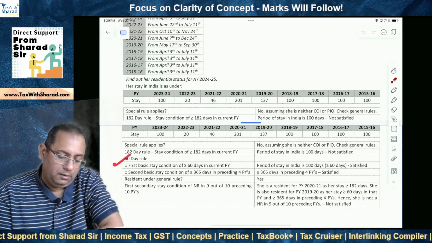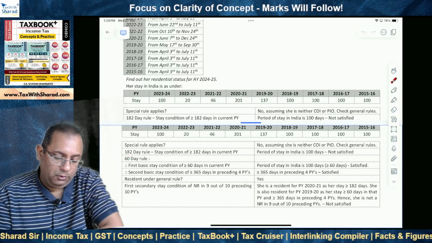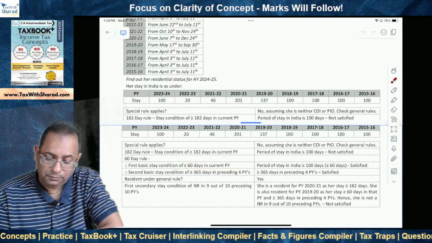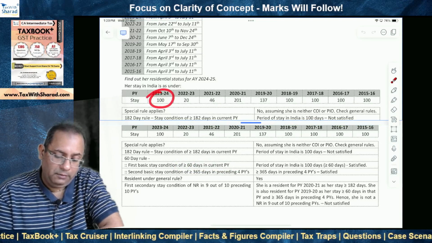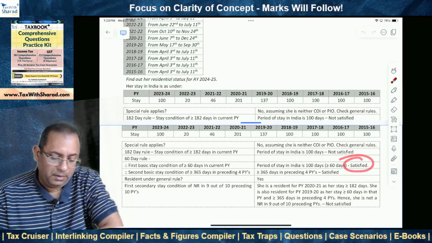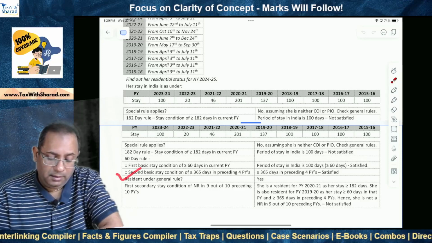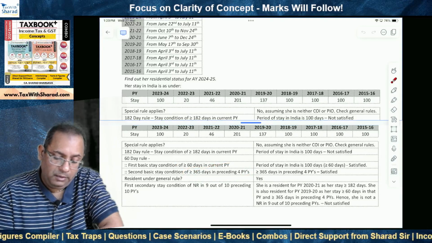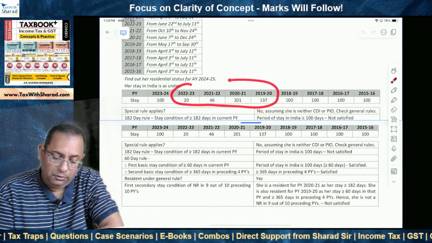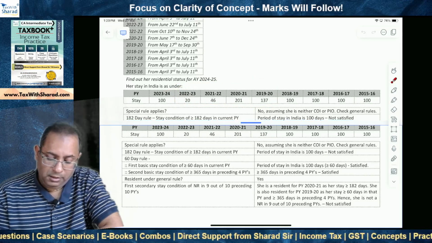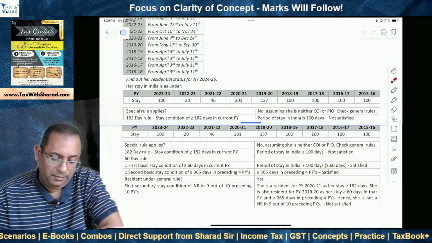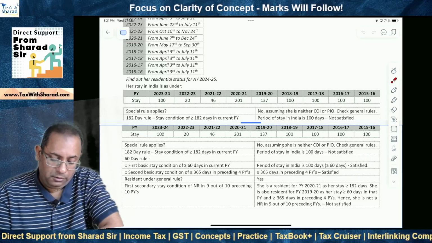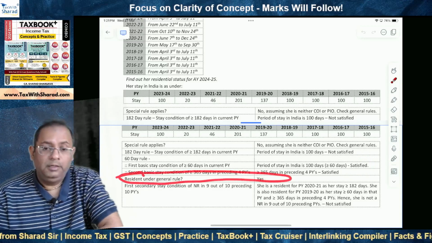Okay. Now we move to the 60-day rule, and there are twin basic stay conditions. What is the first basic stay condition? She should be 60 days or more in the current previous year. This is satisfied because in the current previous year she is for 100 days. Second basic stay condition is what? She should have been 365 days or more in the preceding 4 previous years. The preceding 4 previous years are these. If you aggregate the number of days, it will come to 365 days or more. So this condition will be satisfied. Both the basic stay conditions under the 60-day rule are satisfied, and therefore she is a resident under the general rule, the 60-day rule.